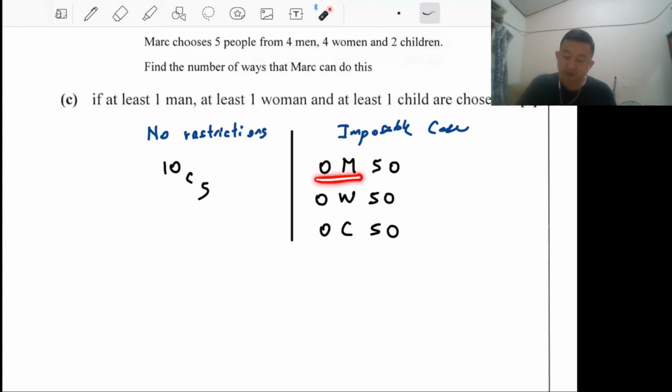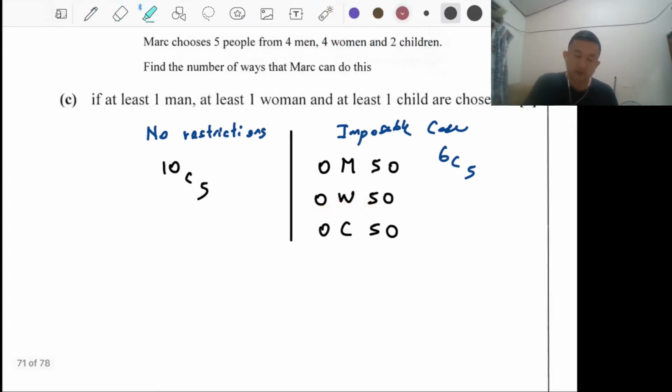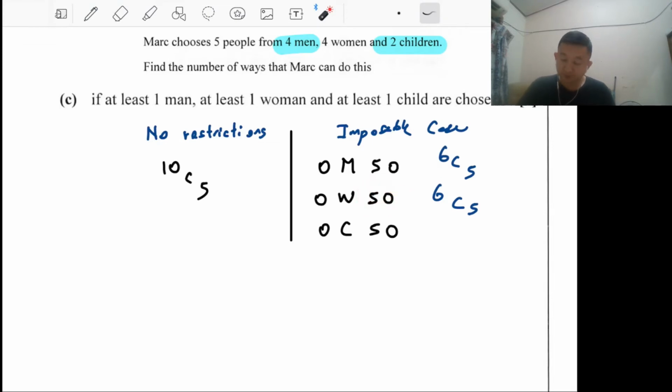So, okay, look at this one. If 0 man, who are the others? If 0 man, the others would be 4 women and 2 children. Right? So it is just 6, because 4 women and 2 children, 6C5 for no man. And then for no woman, 4 men and 2 children. So also 6C5, because you need 5 others. 4 men and 2 children are the others.